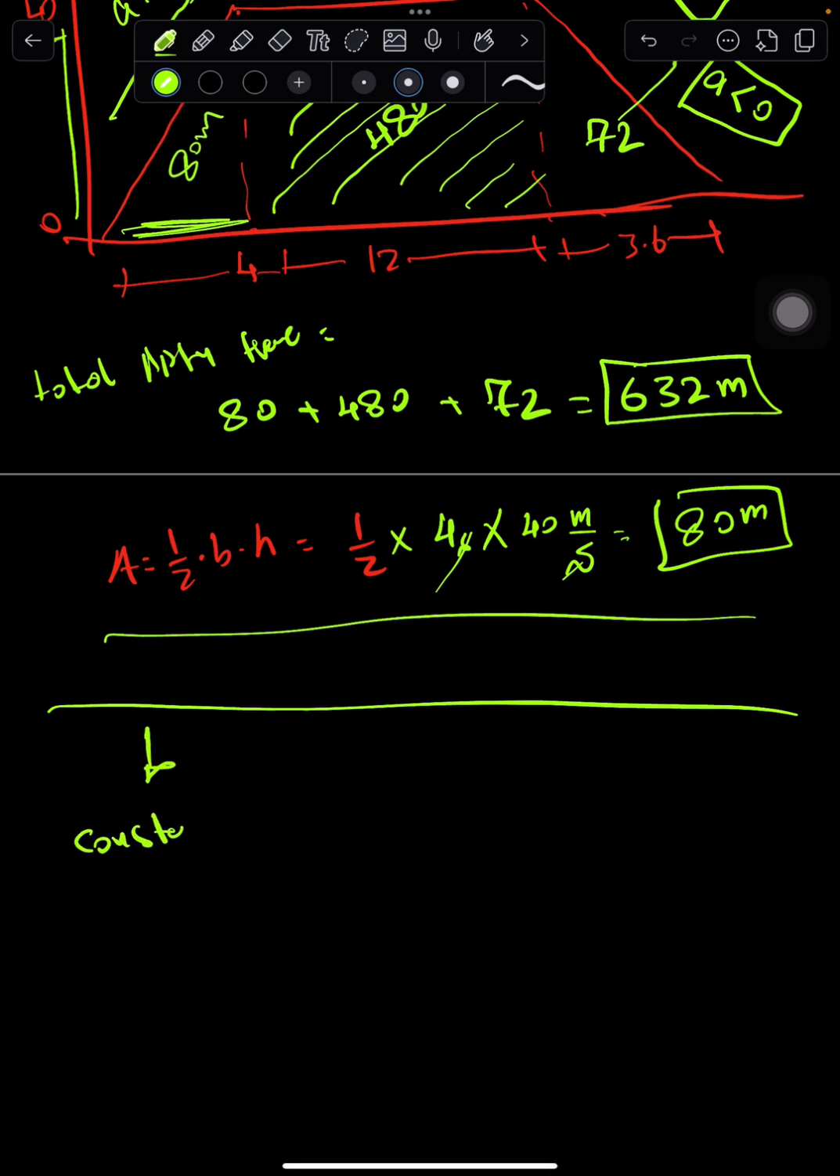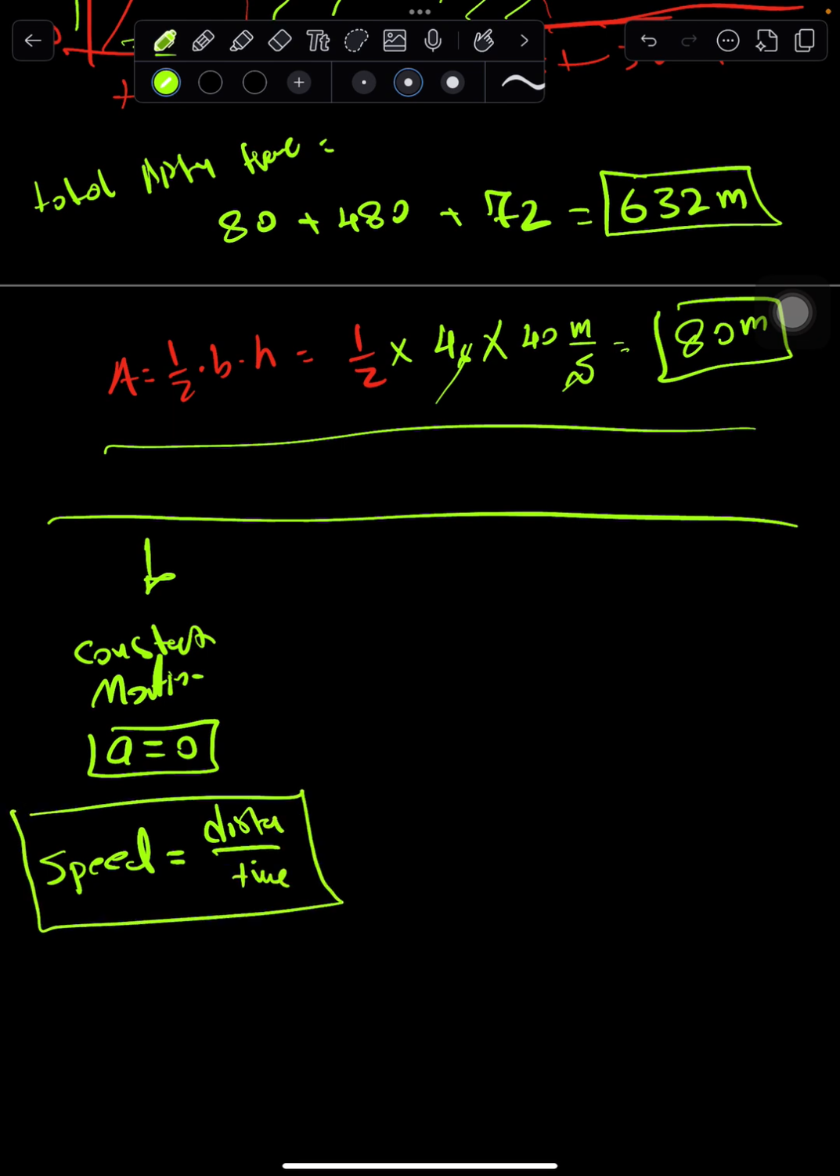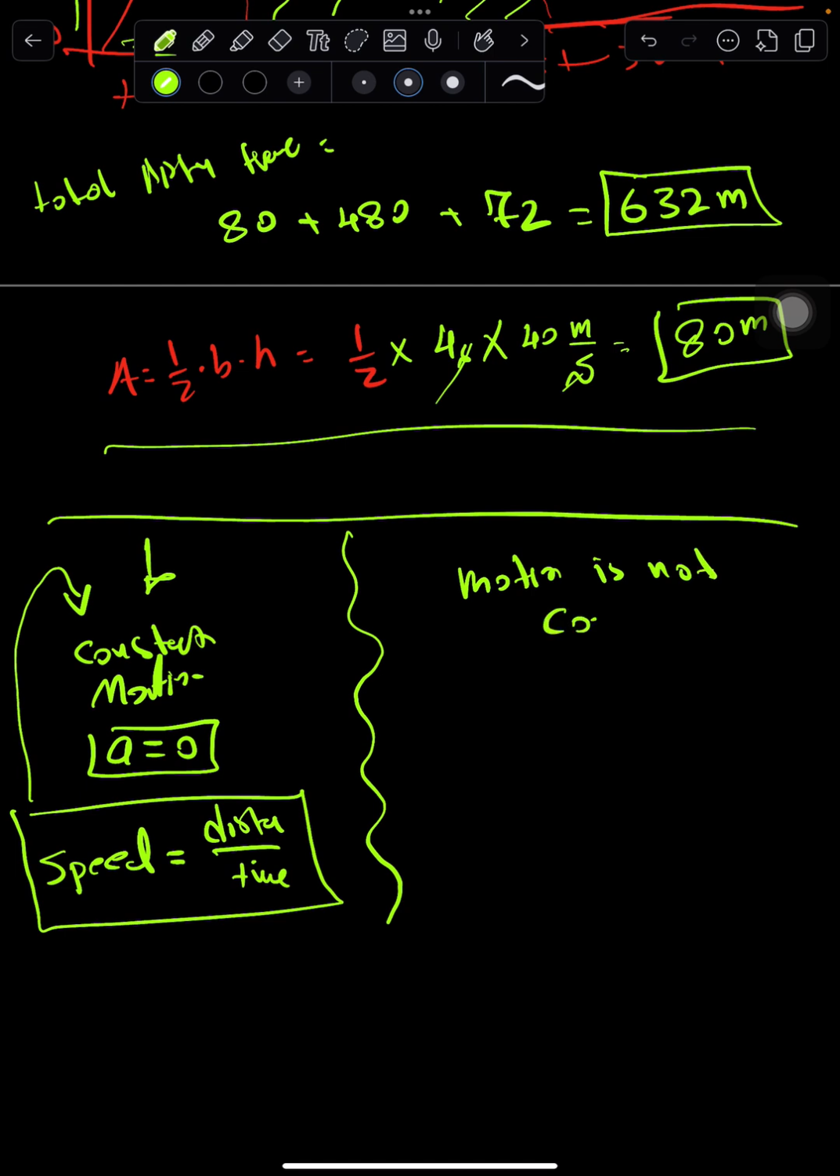Okay, and you need to keep in mind one thing: if the object is moving at a constant motion, meaning that the acceleration is 0, we can use the basic formula we learned a long time ago, which is speed equals distance over time. This formula can only be used if the object is in constant motion or if we are using the average velocity. But if the object is behaving with an acceleration or deceleration rate, the motion is not constant, so the acceleration is not equal to 0.